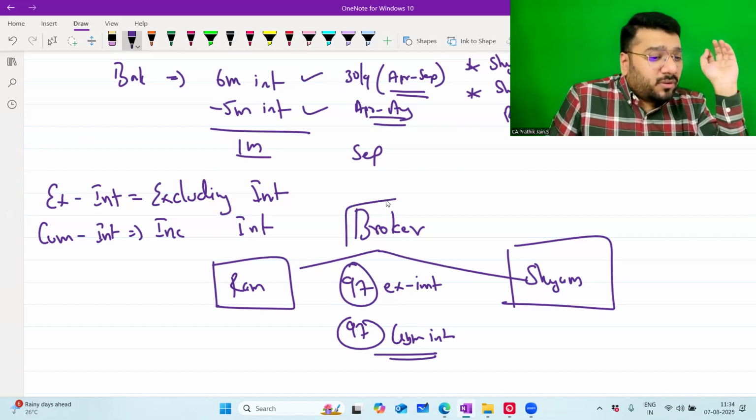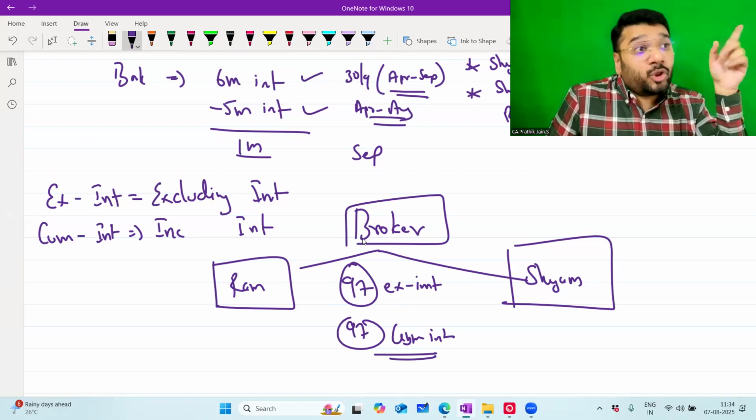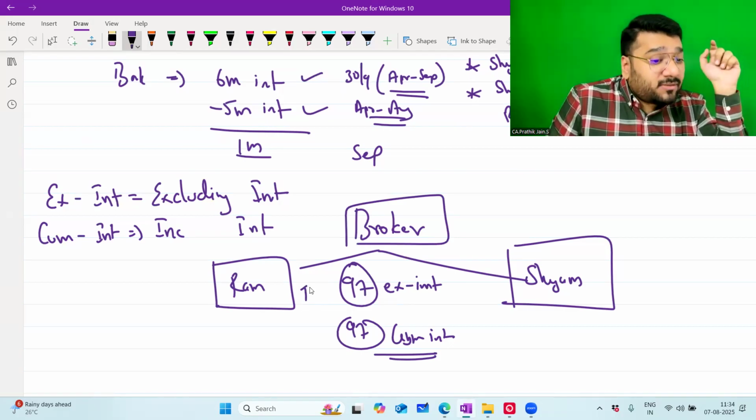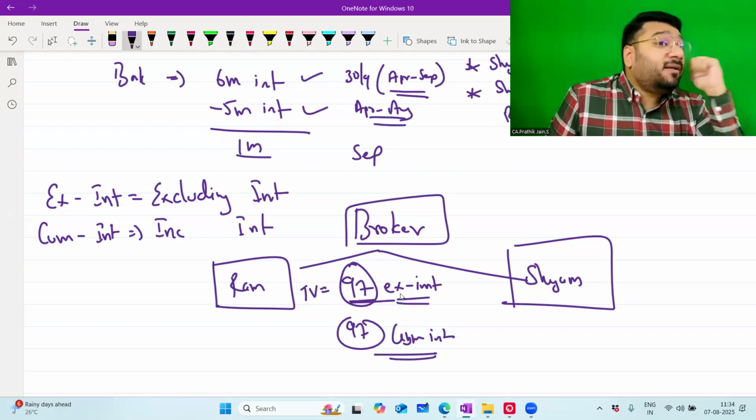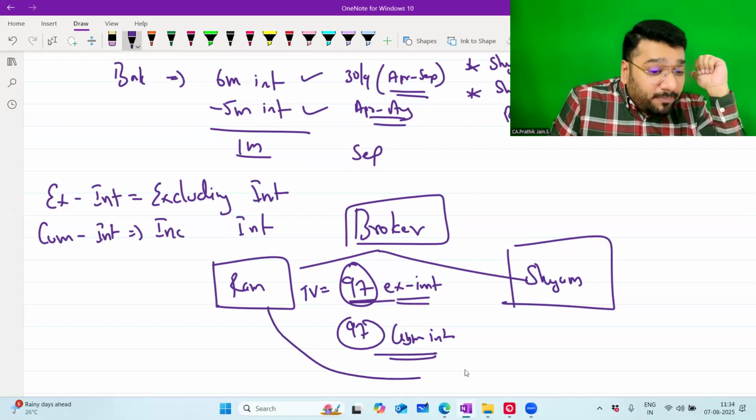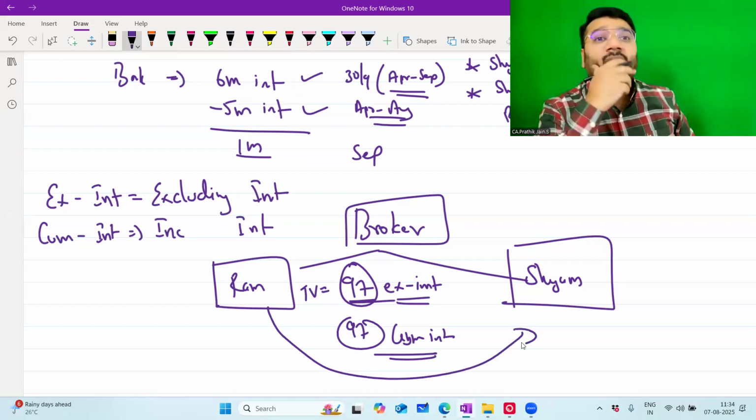The value that Ram and Sham agree through the broker is called the transaction value. If the transaction value 97 is ex interest, what does it mean? This is purely the purchase value. Then interest, who will pay? Interest, Ram will pay to Sham separately, without the broker.